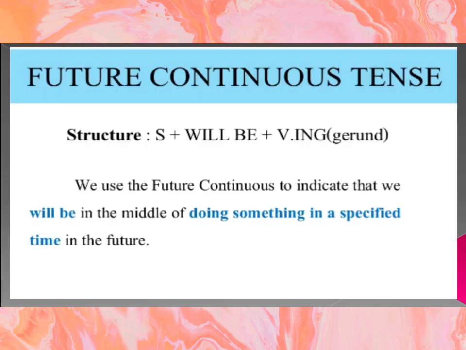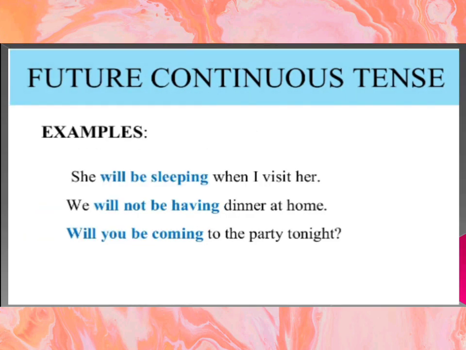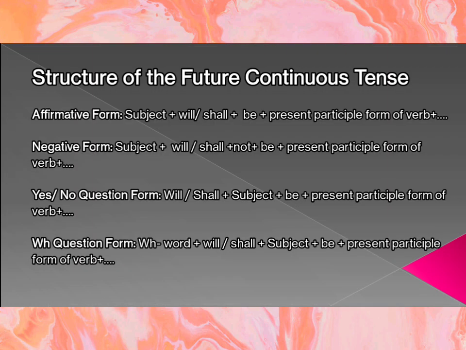Now we come to the future continuous tense. Structure will be subject plus will be plus verb plus ing. We use the future continuous to indicate that we will be in the middle of doing something at a specific time in the future. Let's know the structure first. Affirmative form, subject plus will or shall plus be plus present participle form of verb. Like, for example, she will be doing her work tomorrow.